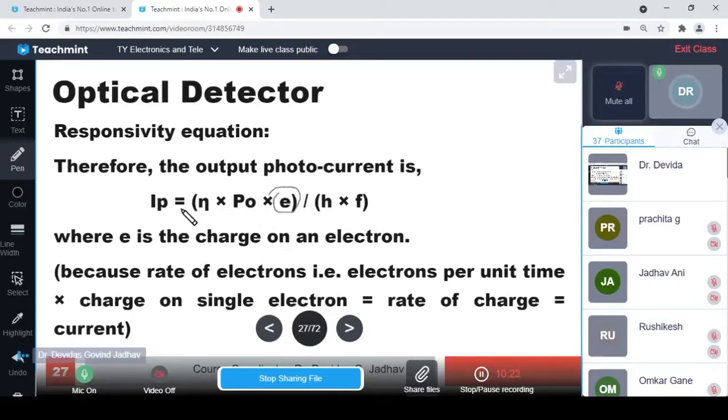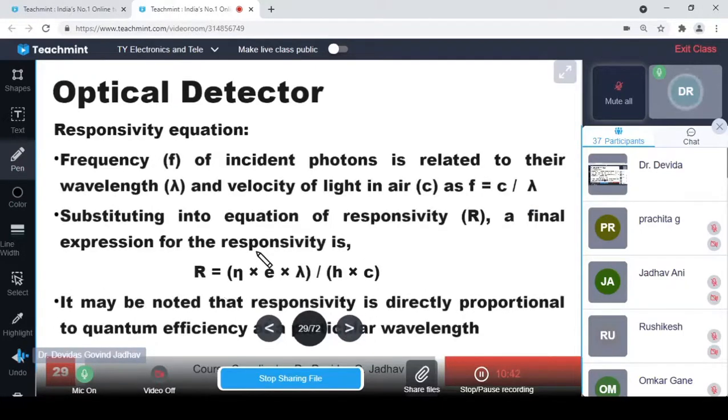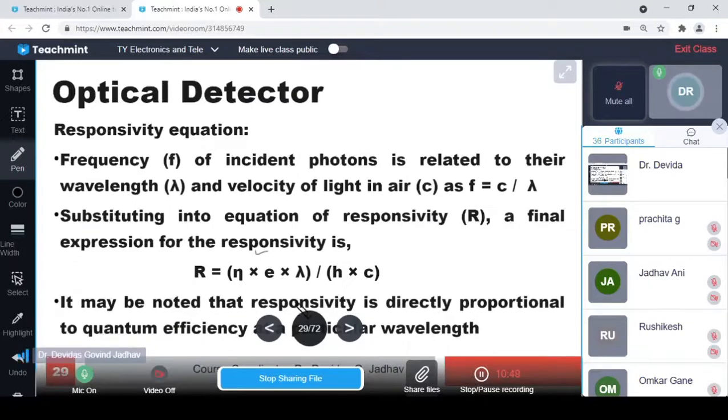But Ip upon Po is the capital R. So Ip upon Po, capital R, is eta e upon hf. So R is eta e upon hf. Then f can be replaced by c by lambda, and we will get R as eta e lambda upon hc. So these are the two equations of the responsivity: R is equal to eta e upon hf, and R is equal to eta e lambda upon hc.